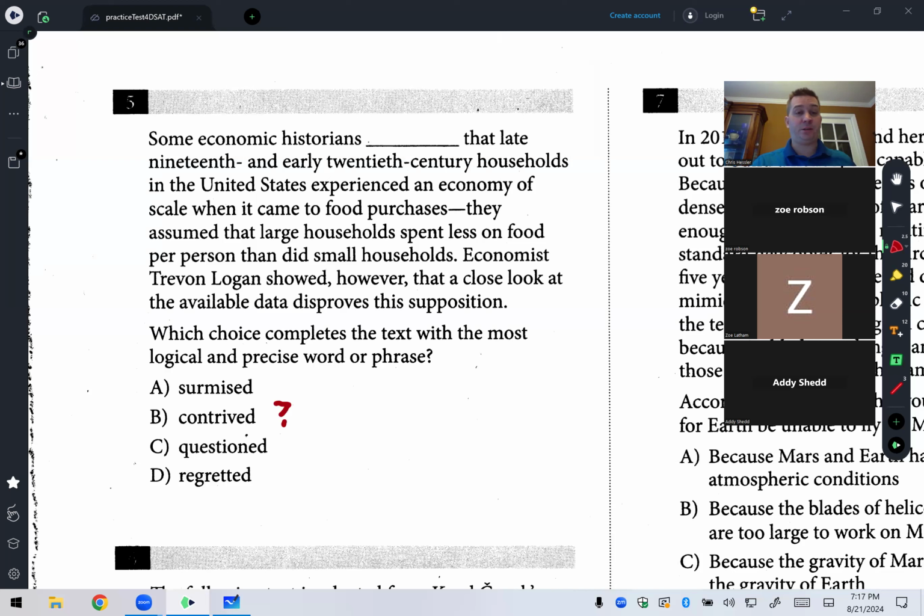Right? They're researching history. They're not making it up as they go along. They really shouldn't be contriving anything or fabricating anything. The correct answer for this one would be surmised. Some economic historians surmised that late 19th and early 20th century households in the US experienced an economy of scale when it came to food purchases, but it turns out they were incorrect.